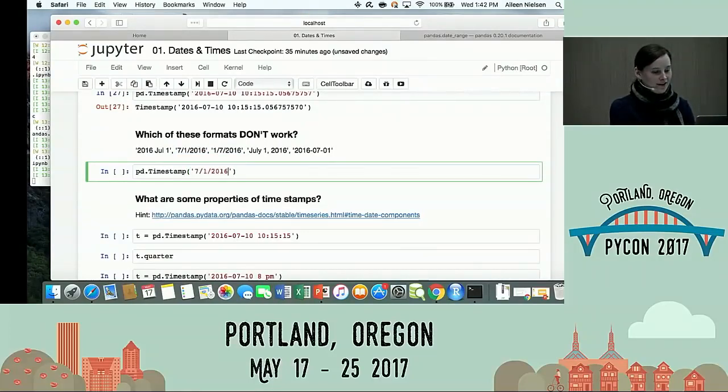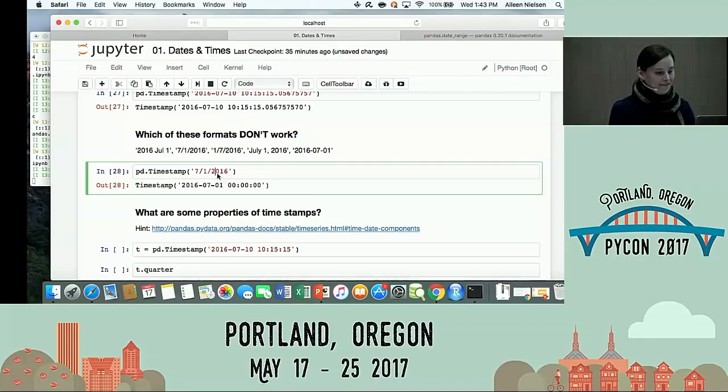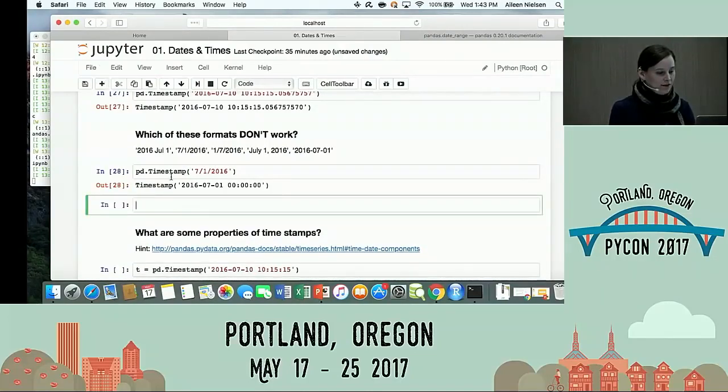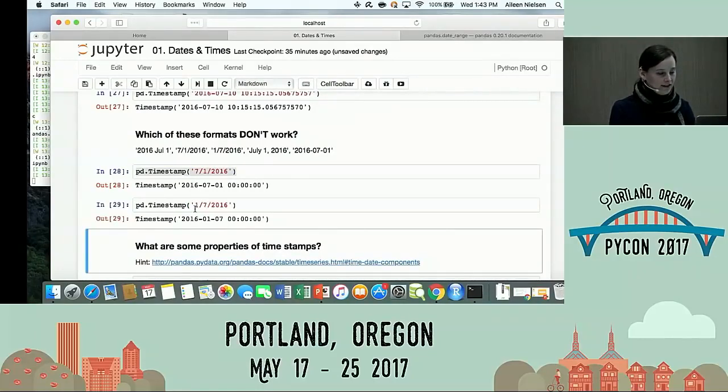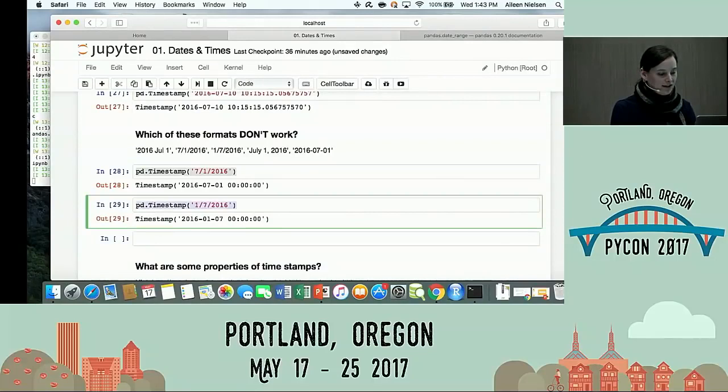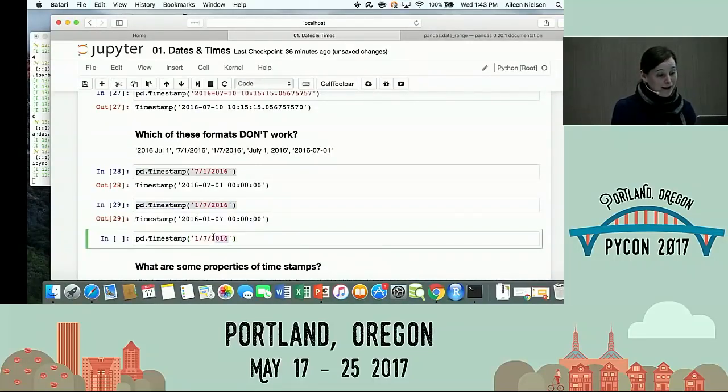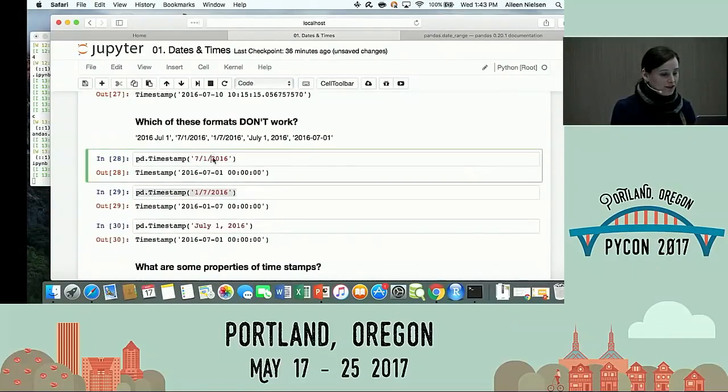American. So we've got 7/1/2016 versus 1/7/2016. If I want to test which one it is, let me put in what, as an American, I would think the date should be. And which one does it match? It matches the American formatting. So that's just something to be aware of.